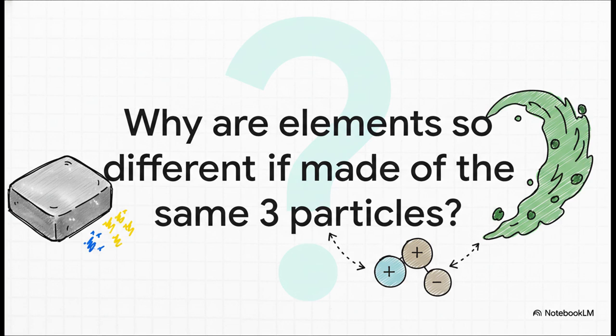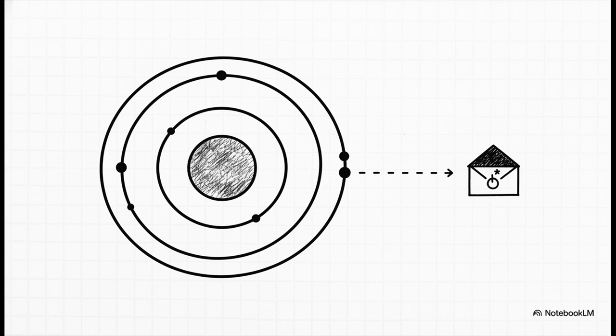If a lump of sodium and a cloud of chlorine gas are both made of the exact same 3 particles, why is one a soft, shiny metal you can cut with a butter knife, and the other is a deadly green gas? The answer is all about location, location, location. It's not just that these elements have electrons, it's where those electrons are. The way they're arranged in these shells around the nucleus, well, that dictates everything.